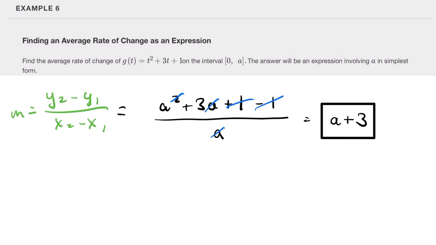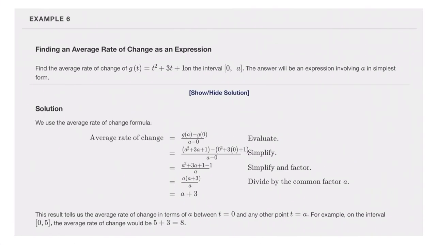So now we've made the average rate of change as a function of a. So then depending on whatever a we choose, we can quickly find the average rate of change from the starting point to whatever a we choose. Okay, it looks like the average rate of change is a plus 3. And a plus 3 is correct. This result tells us the average rate of change in terms of a as t goes from 0 to any other point t equal to a. For example, on the interval from 0 to 5, the average rate of change is going to be 8.